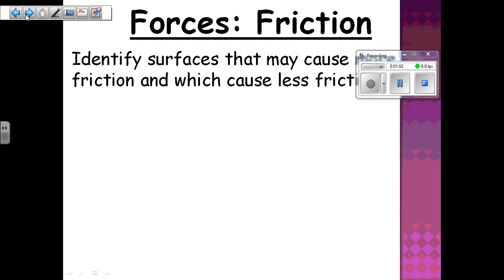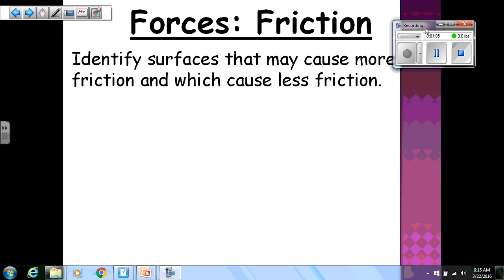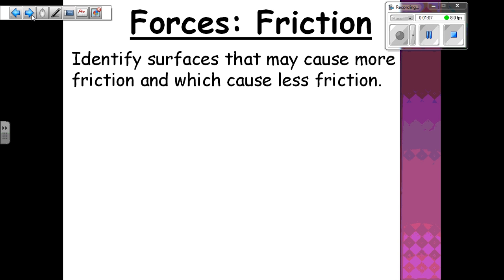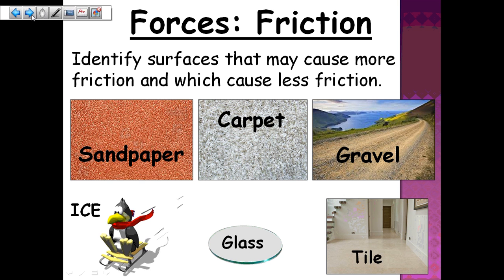Take a look here at some surfaces, and I want you to think about the surfaces that are shown here. Which ones are going to have more friction and which ones are going to have the least amount of friction? If you said the sandpaper, carpet, and gravel will have more friction, then you are correct. The ice, the glass, and the tile, which are very smooth surfaces, are going to tend to have less friction. Therefore, it would be much easier for me to move on these surfaces at the bottom than it would for the ones at the top.